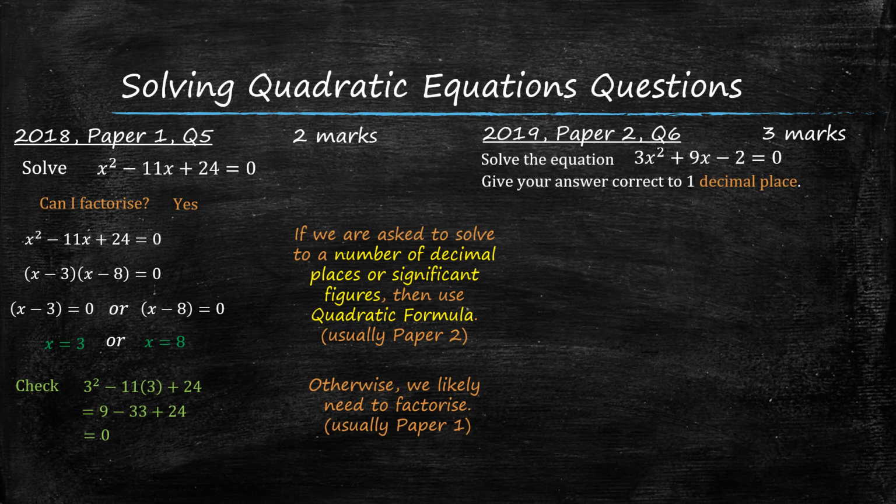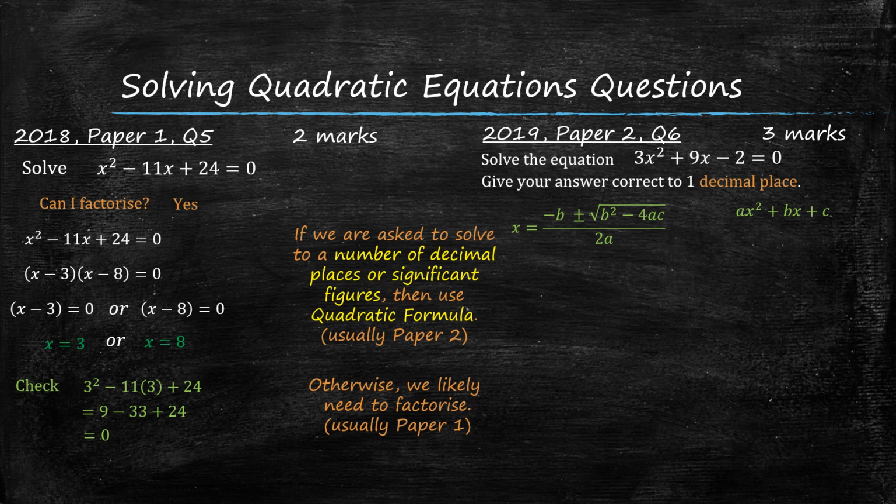So the fact that it's asking us to give our answer correct to one decimal place tells us that we need to use the quadratic formula. This is a paper 2 calculator question and we need to use the quadratic formula. The quadratic formula is given to us in the exam formula sheet. x equals minus b plus or minus the square root of b squared minus 4ac.